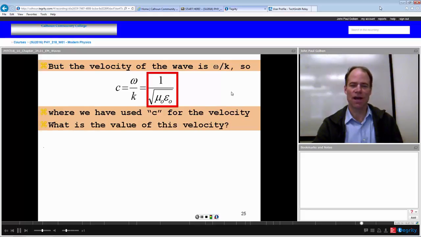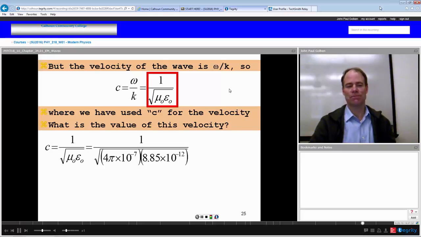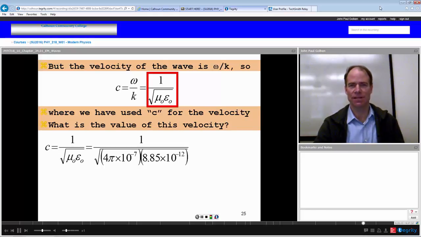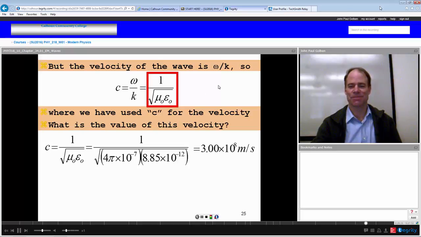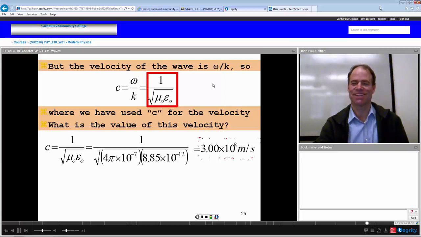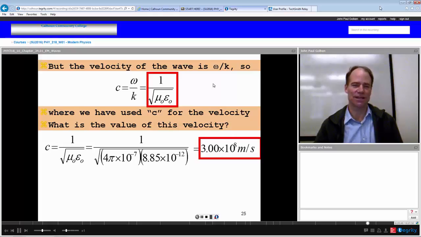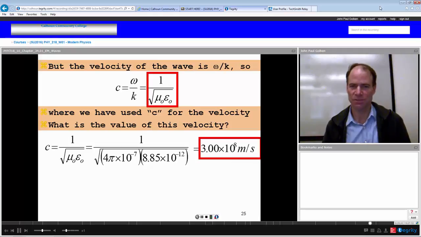We have c for the velocity here. What's the value of this? Well, mu naught is 4 pi times 10 to the minus 7. Epsilon naught is 8.85 times 10 to the minus 12 in the SI system. Take the square root of that, 1 over that, and you get 3 times 10 to the 8 meters per second. Wow. So theoretically, based on these wave functions, you come up with a speed of these electromagnetic waves of 3 times 10 to the 8 meters per second.